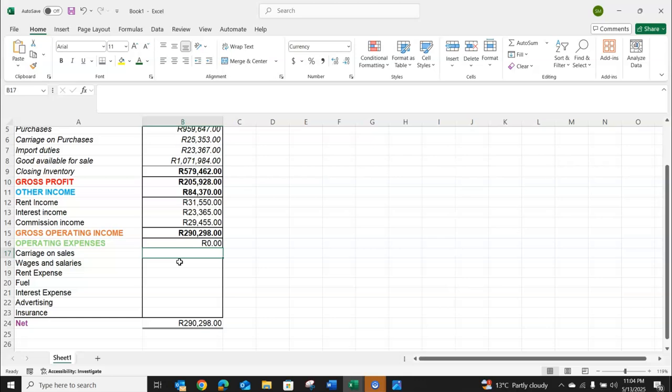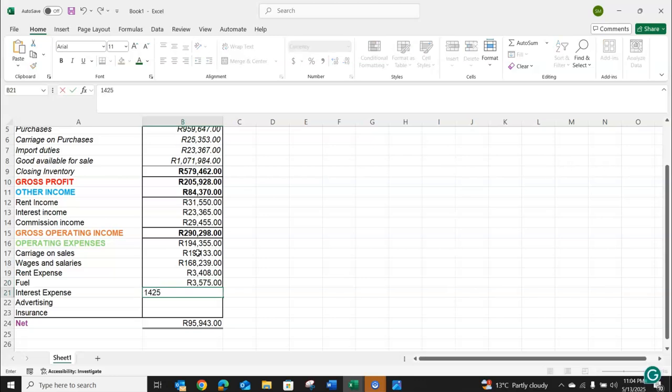So for carriage on sales, we have 19,133. For wages and salaries, we have 168,239. And then you also have 3,408 for rent expense. And then we have fuel for 3,575. We have interest expense of 1,425. And then we have advertising expenses for 4,766 rands. And then lastly, we have 1,234 for our insurance expenses.